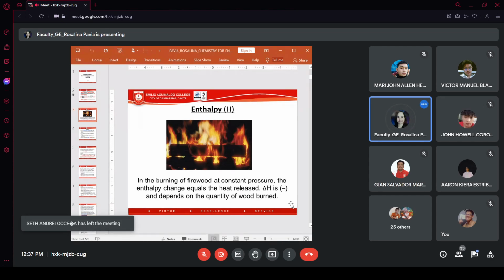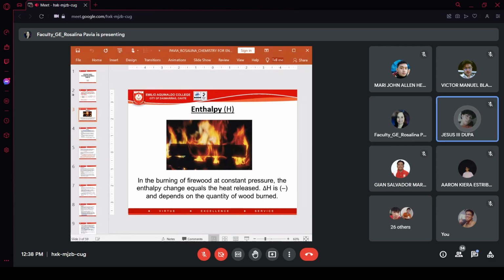Naintindihan nyo? Class, naintindihan? Delta H is equal to Q. Yung Q na yon, yun yung na-release na heat. Kaya negative siya during the burning of wood. Naintindihan? Yes, ma'am.